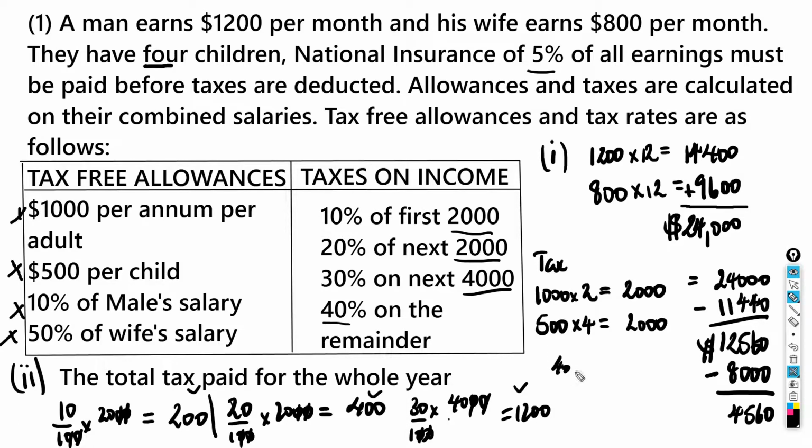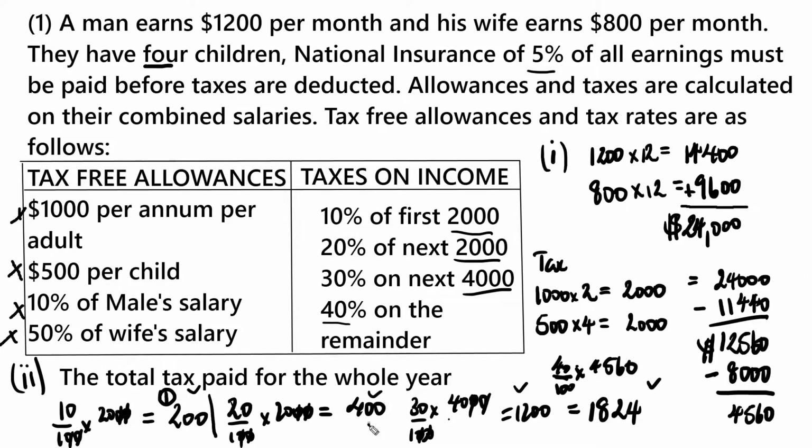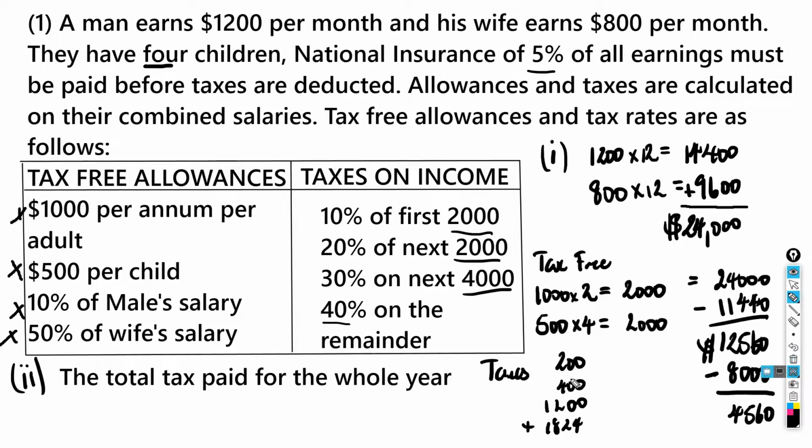So we need to find 40% of 4,560. Okay. We should end up with 1,824. Cool. That's what we should end up with. So all we need to do now is add these 4 tax amounts together, 1, 2, 3, 4, and we should get the tax amount. All right. So let's do that now, guys. So we're gonna add 200 to 400 to 1,200 plus 1,824, and the answer we should get is 3,624. Cool. And this is the total tax paid for the whole year.